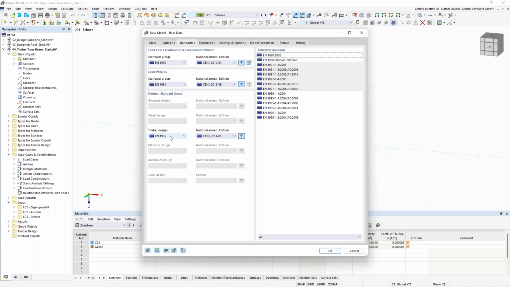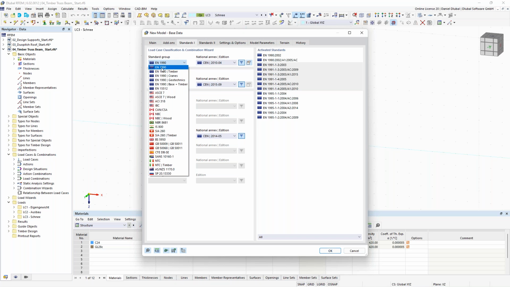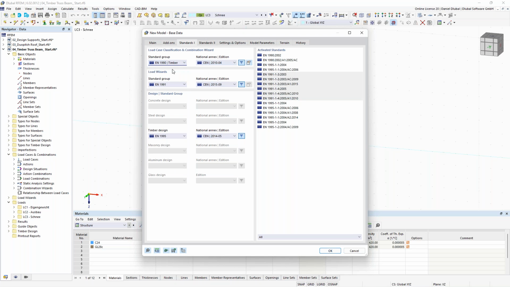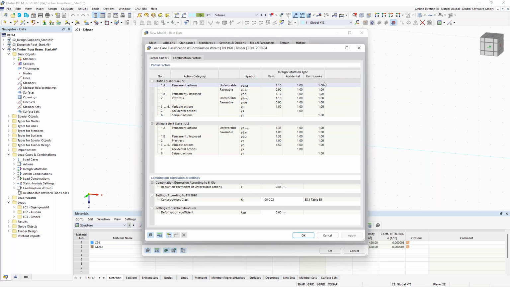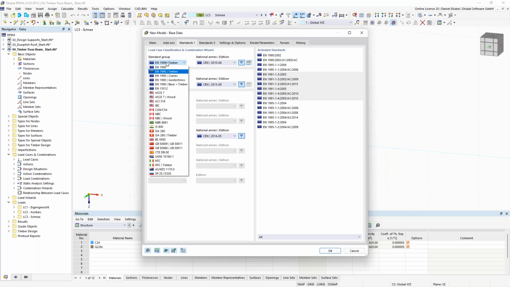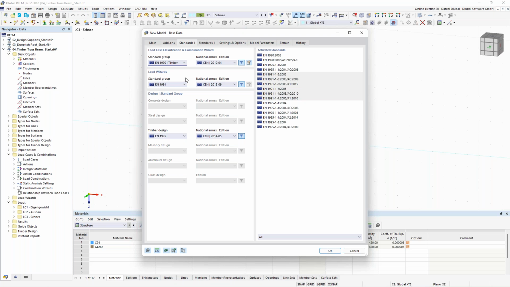Also here in the standards we see timber design according to Eurocode 5. So I will choose Eurocode 5 because I am from Germany and I'm familiar with the Eurocode. The national annex is the European one. It is important for the timber design to select the corresponding standard group of the load case classification and combination wizard, and here we have timber. With regard to the serviceability limit state designs, the standard with the corresponding addition timber must always be selected. Remember this, because then you can adjust some other settings like these ones, and this is important according to this Eurocode. So remember, load case classification for timber design, always choose this one. Okay, so much for that.